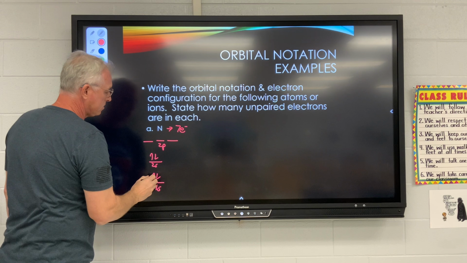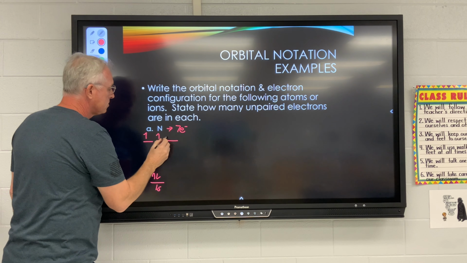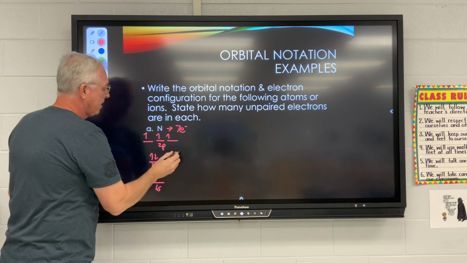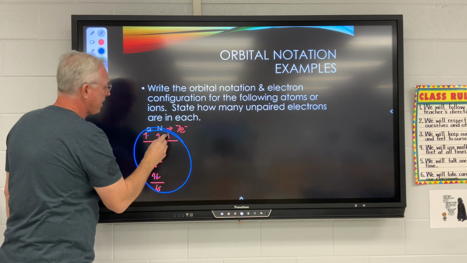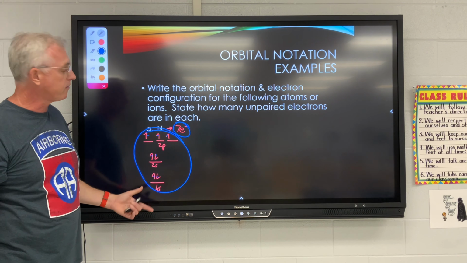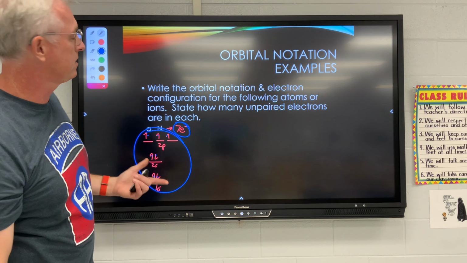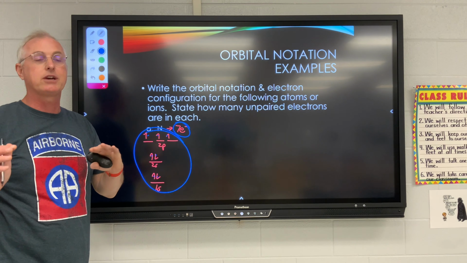I've already done 1, 2, 3, 4. I have 3 more electrons, so I go 1, 2, 3. So if I count up my arrows, 1, 2, 3, 4, 5, 6, 7, that is 7 electrons. That is the orbital notation for nitrogen. Do you have to do orbital notations? No, you won't be doing orbital notations on your test.